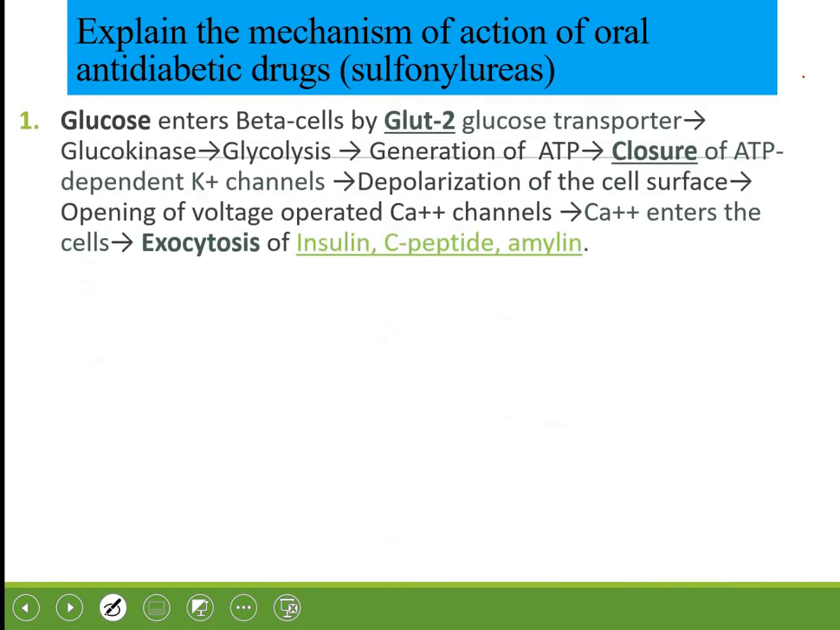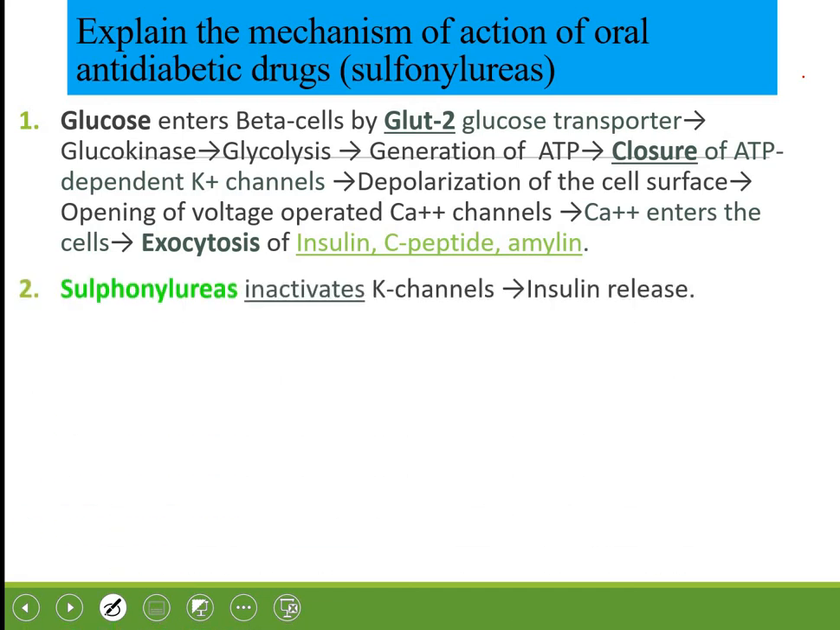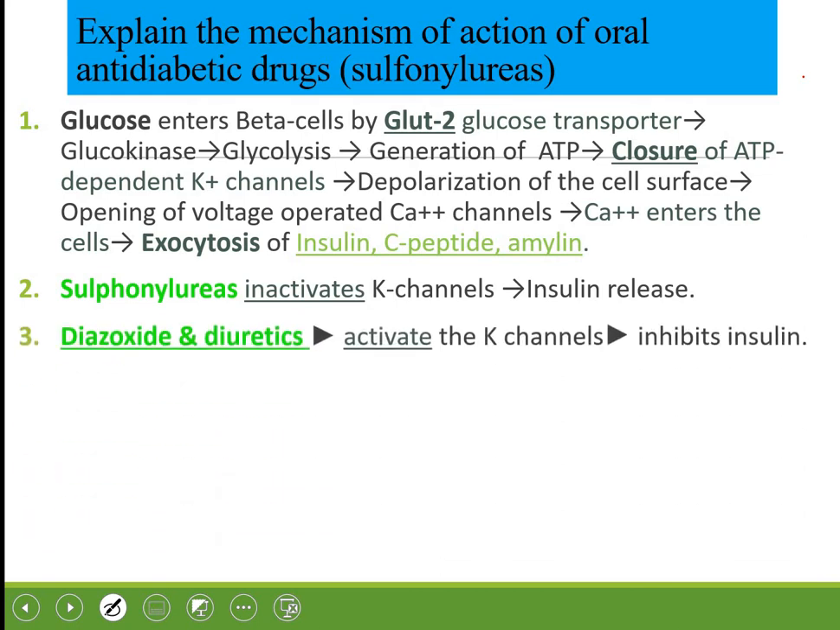Now, this is to explain the mechanism of action of oral antidiabetic drugs, especially sulfonylureas. We have been through that in the class. Glucose enters the beta cells by the GLUT2 glucose transporter, and the glucokinase enzyme is stimulated. It goes to glycolysis, and then ATP is generated.